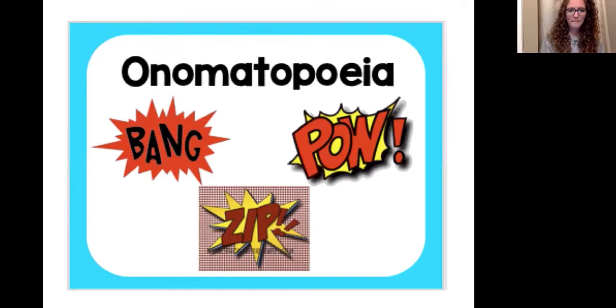This is a really fun word. Onomatopoeia. Bang, pow, zip. Sound words. Good job. An author is going to use sound words that sometimes are crazy looking to communicate sounds. For example, they might say, swoosh went the wind, or the basketball went swish through the net.